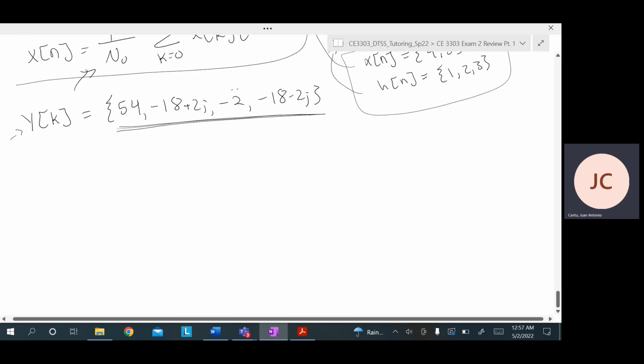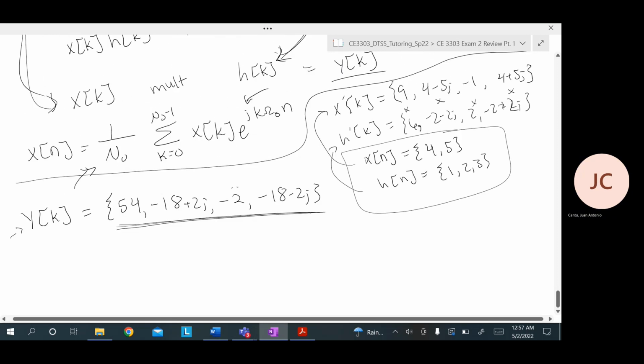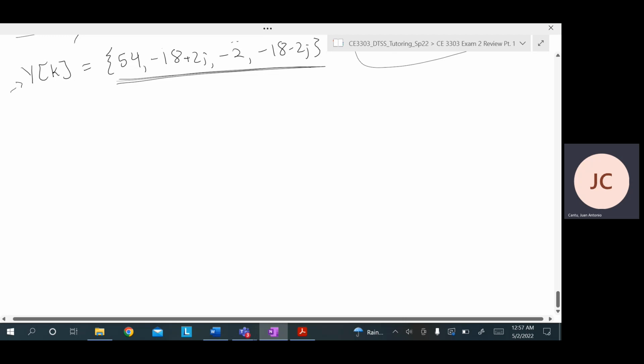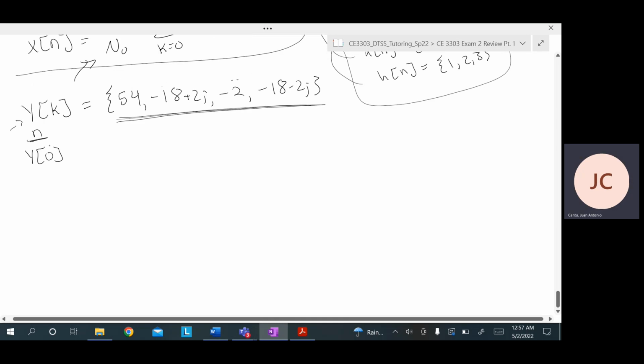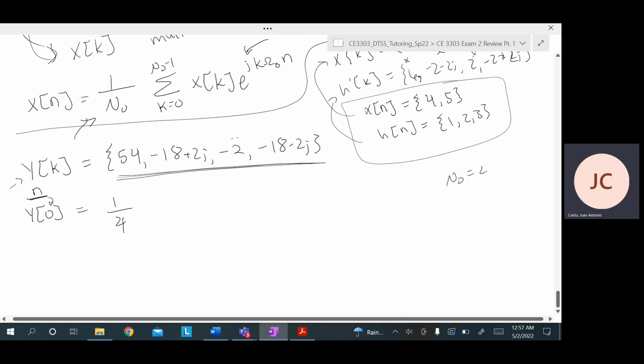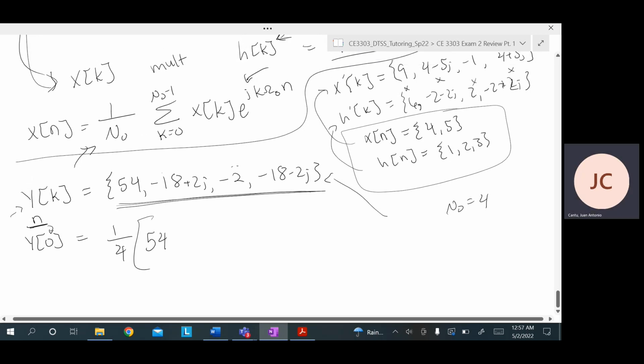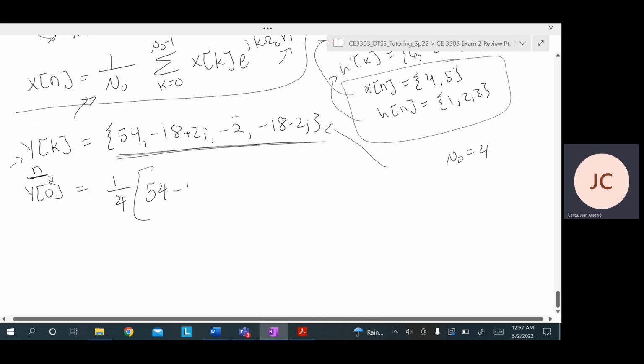So now let me show you how to do inverse DFT. It's the same thing if we got y of 0, and now we're using n, not k, so this is referring to n. We get 1 over 4, because our N naught is equal to 4. It's the length of this. All times 54. And remember, I'm putting n equals 0 into this exponent, so I don't have to worry about the complex exponential right now. It's all going to equate to 1, so I'm just going to put the coefficients. So we got 54 minus 18 plus 2j minus 2 minus 18 minus 2j is equal to that.